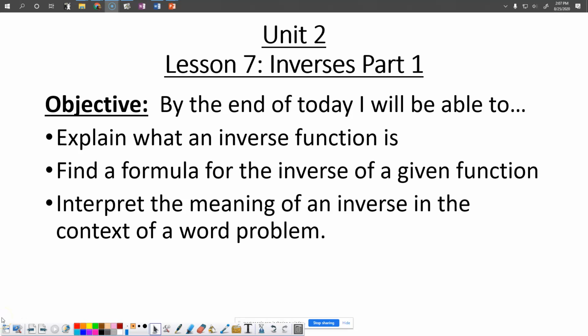Alright guys, welcome to lesson 7 of unit 2. We're going to talk about inverses. This is going to take 2 lessons, but this is part 1 and we'll get to part 2 next time.